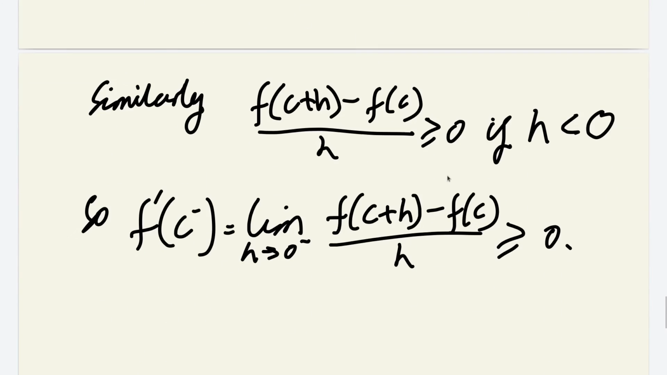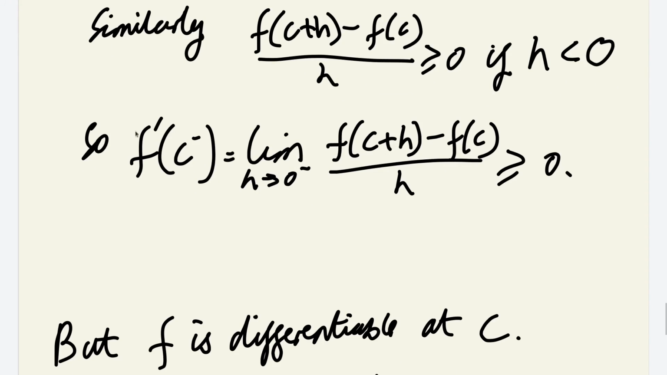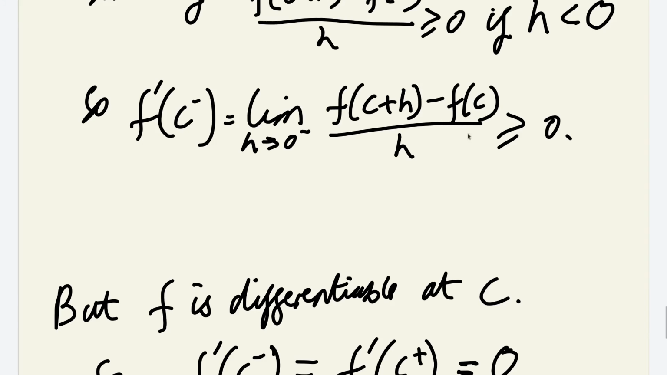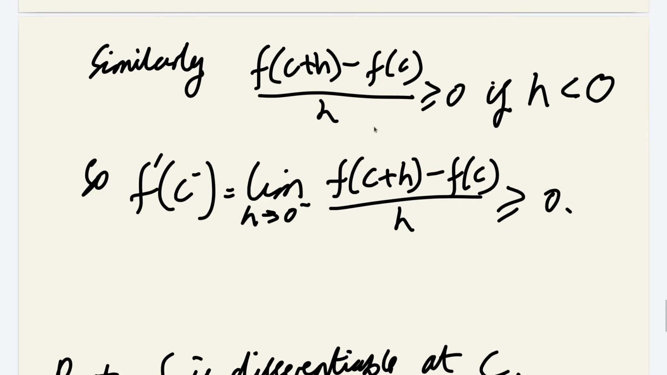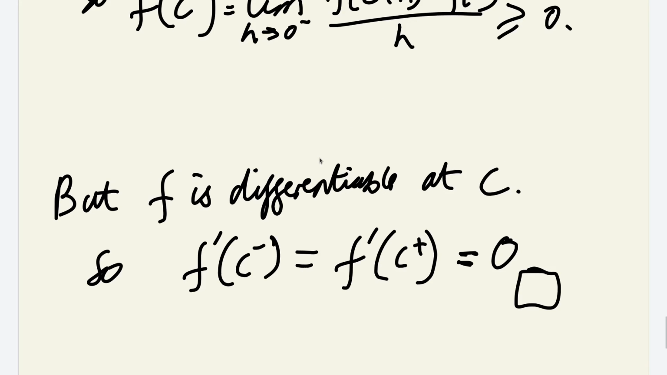And so we're going to do a similar thing, but with h less than 0 and h small. And so the inequality is reversed here, just because h is negative. So we have to multiply the whole thing by -1, and we end up with the exact same inequality here. And so f'(c-), which is the left-hand limit this time, is greater than or equal to 0 by this inequality. But we know that f is differentiable at c. So the left and the right-hand limits have to agree. So f'(c-) is equal to f'(c+).